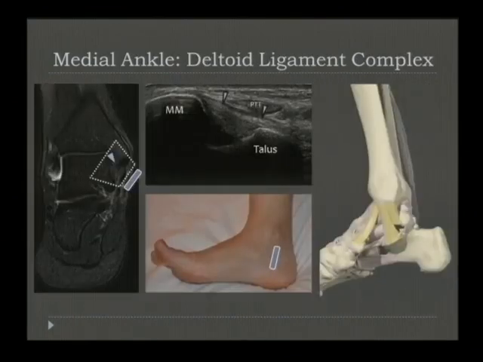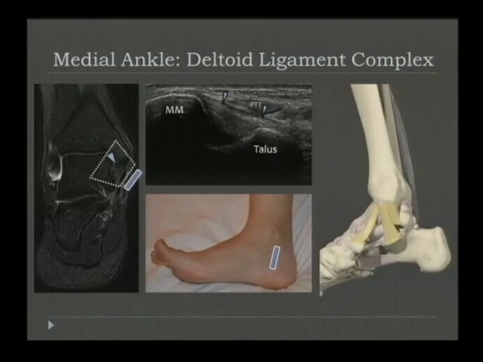Looking now at the medial side of the ankle, we're going to look again at the medial malleolus. We'll find the medial malleolus and now place our transducer in a coronal plane to evaluate the deltoid ligament. It's named the deltoid ligament because it's somewhat triangular shaped with the apex at the medial malleolus. There are both superficial and deep fibers.